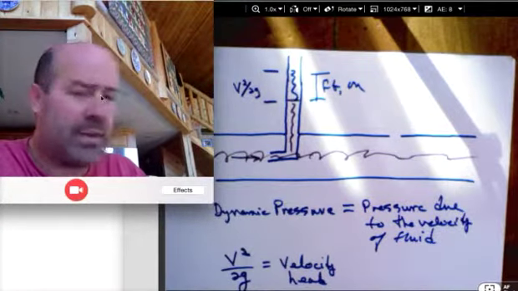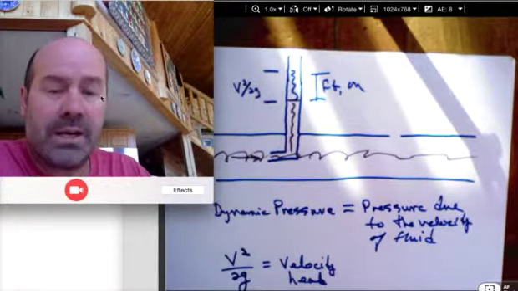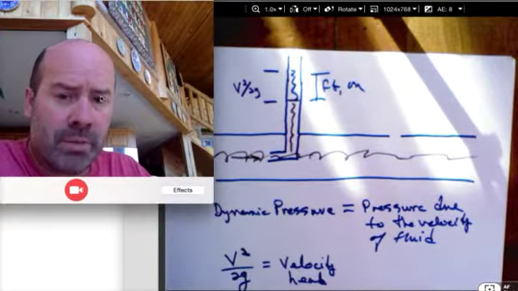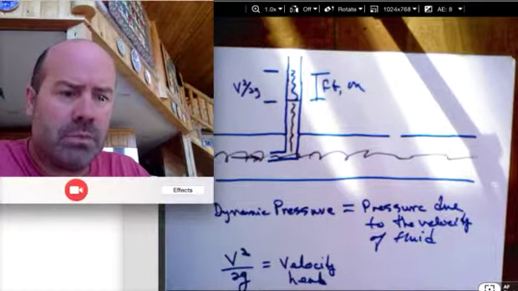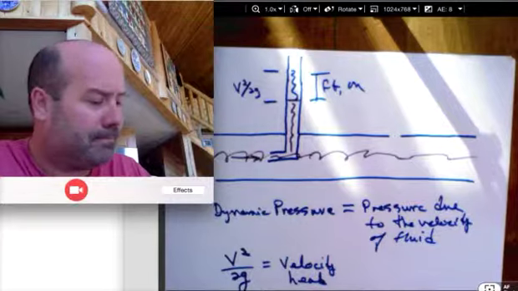Okay, so that's head, head loss, pump head, turbine head, velocity head.